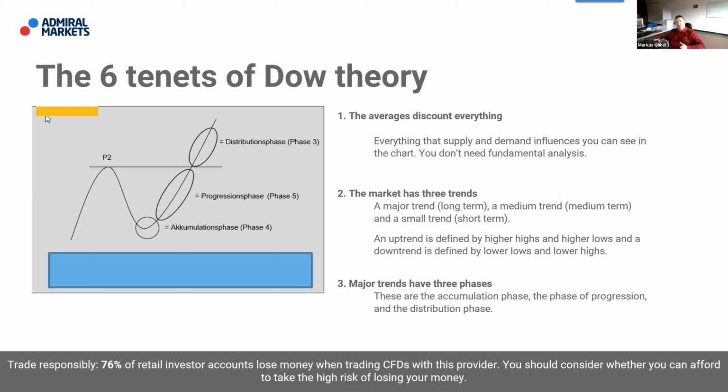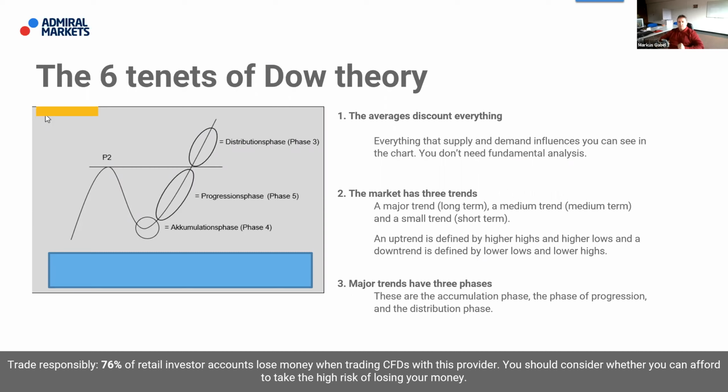So maybe the daily chart or weekly chart, because the smart money is not engaged in the 5-minute chart or hourly chart. Most of the time, really smart money drives the big trends. But this is the first tenet: everything that happens around the world and around the price, you can see it in the chart, everything.